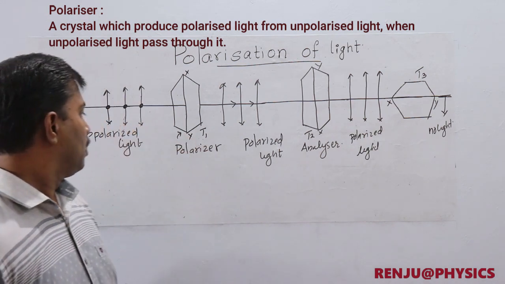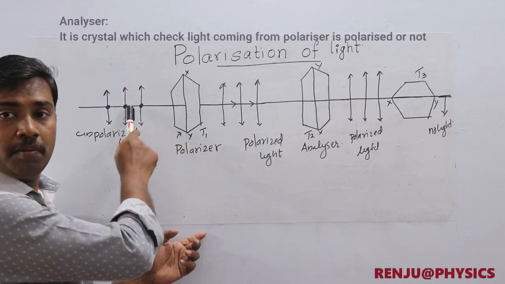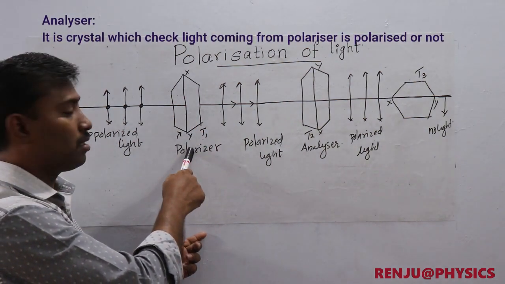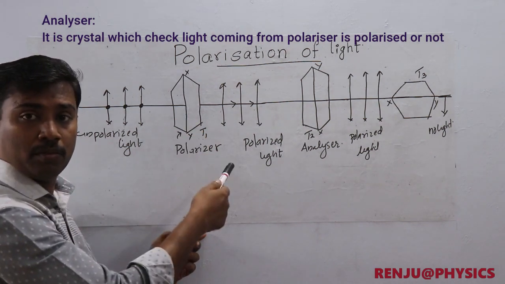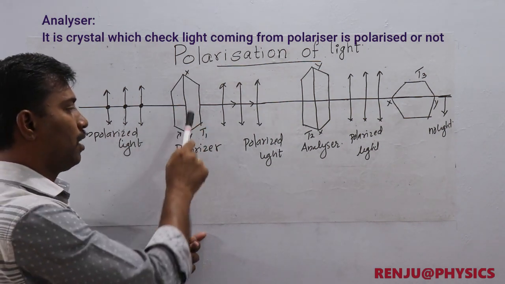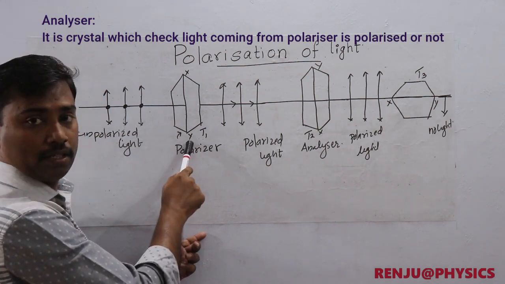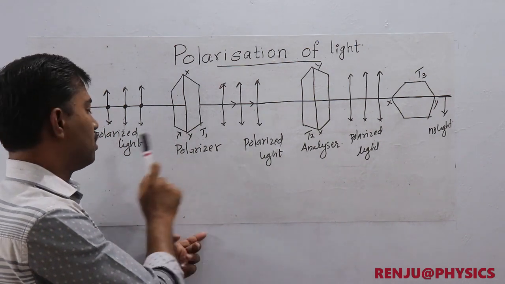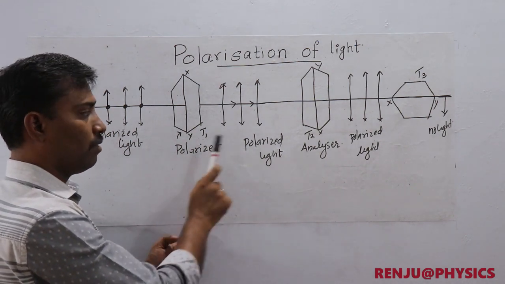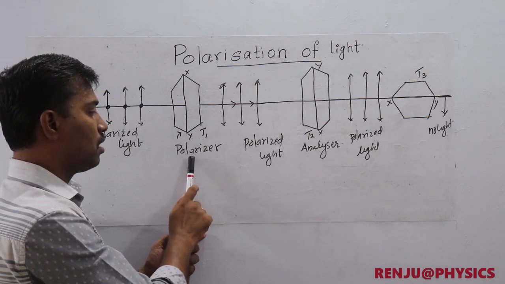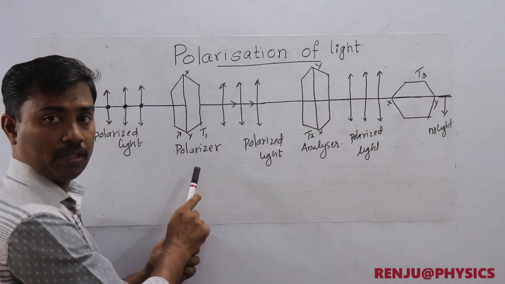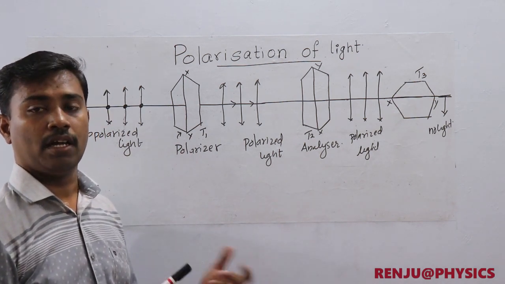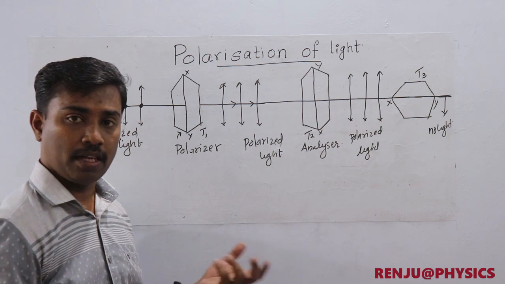Here in this diagram, an unpolarized light is passed through a crystal. This may be calcite or tourmaline, and it is passed along the crystallographic axis. Here XY is the crystallographic axis. Here the vibration will be confined to a single direction. So when this unpolarized light passes through the crystal, we get polarized light. So this crystal is called a polarizer. What does a polarizer mean? A polarizer is a crystal which produces polarized light from unpolarized light.